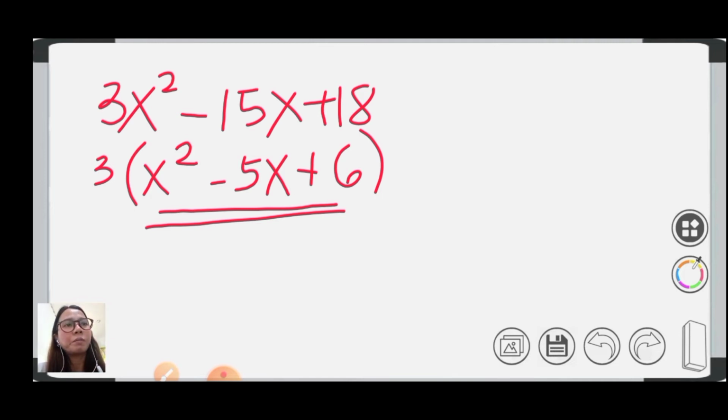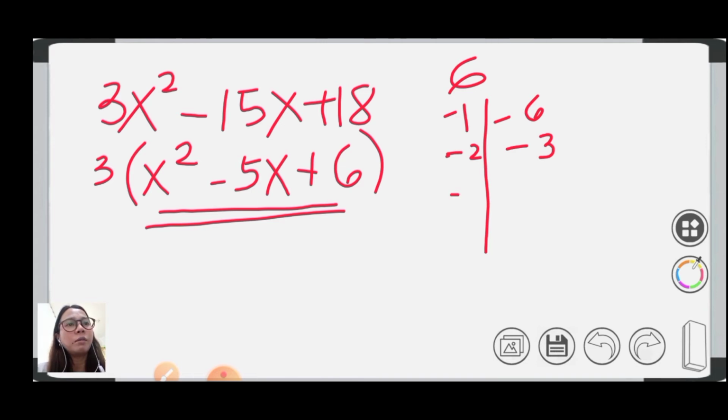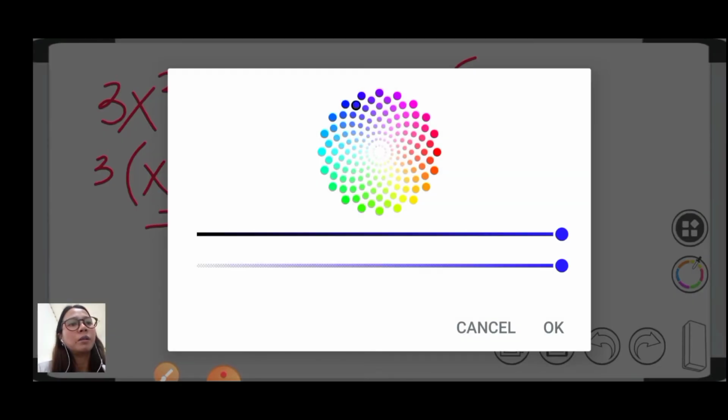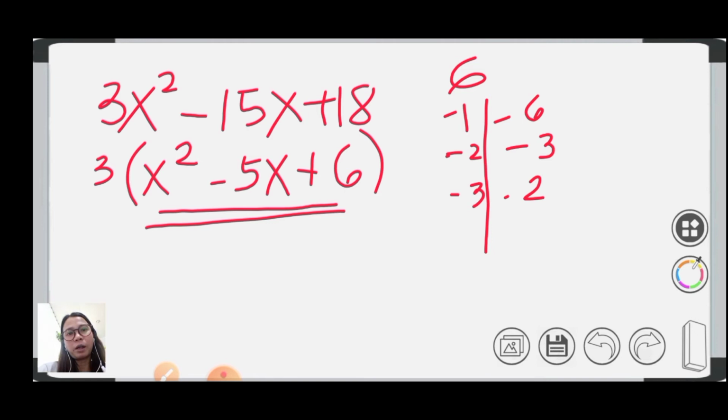So 6. Look at this. We have 1 and 6, negative 1 and negative 6, negative 2 and negative 3. Which among these factors will satisfy the condition that the sum is negative 5? If we add these, that is negative 7, and this is negative 5. So we will be using this.